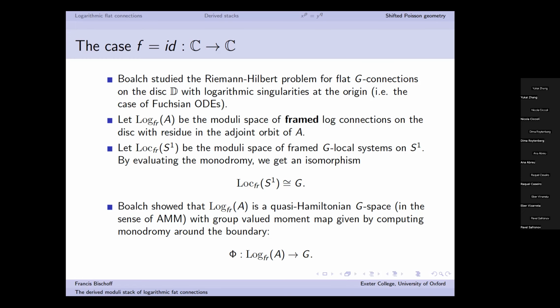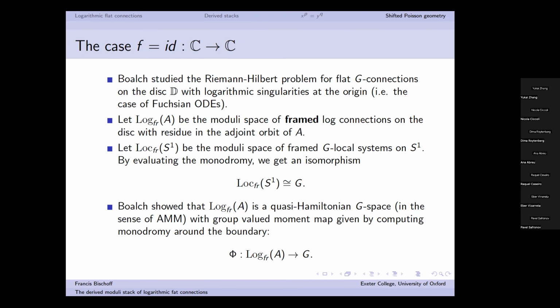On the boundary of the disk, you have a circle, and on there you can put the moduli space of framed local systems. And this moduli space of framed local systems, just by evaluating the monodromy, is isomorphic to G. So what Bolsch explained is that this moduli space carries a quasi-Hamiltonian structure, and so it has a group valued moment map, which is precisely given by restricting to the boundary circle and taking the monodromy like that.